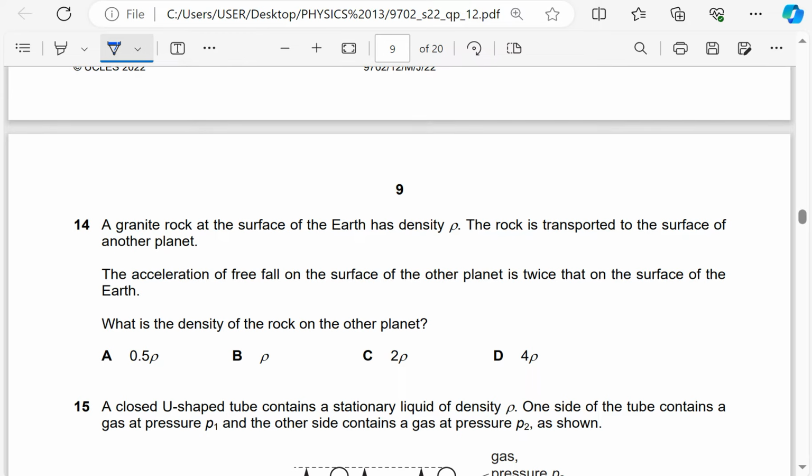A granite rock at the surface of the Earth has a density rho. The rock is transported to the surface of another planet. Of course, the density is not going to be affected by where it is taken. The acceleration of free fall on the surface of the other planet is twice that on the surface of the Earth. What is the density of the rock on the other planet? Of course, density is mass over volume. The mass of the rock is not changing because of where it is being taken. The volume of the rock is not changing either. So it means the density of the rock has not changed. So the answer is going to remain B.